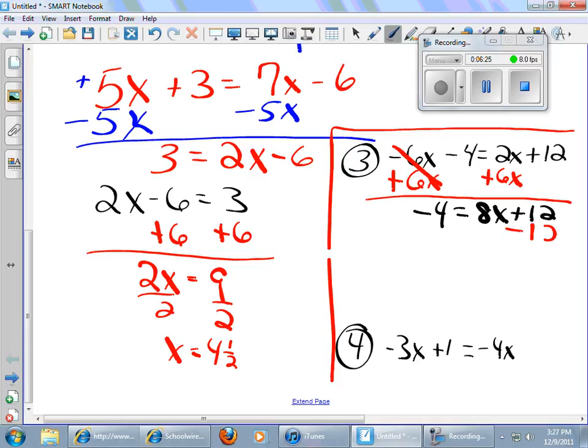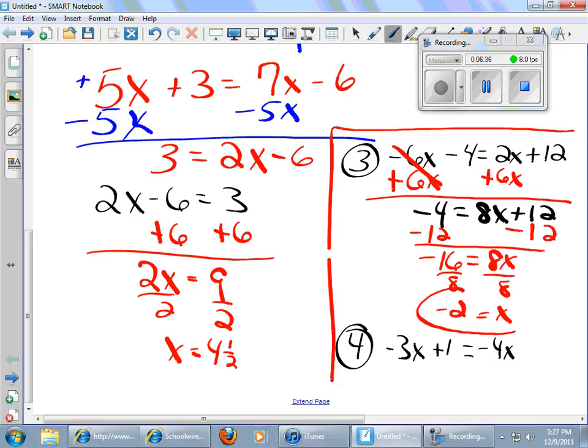I'll subtract 12 from each side. Negative 16 equals 8x. Divide by 8. X will equal negative 2. Give yourself a gold star if you got that one right.